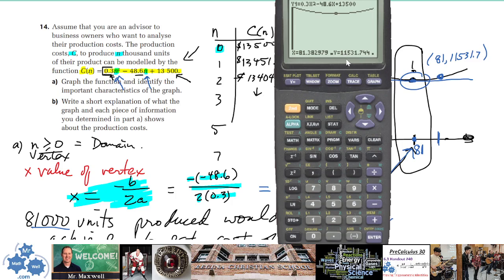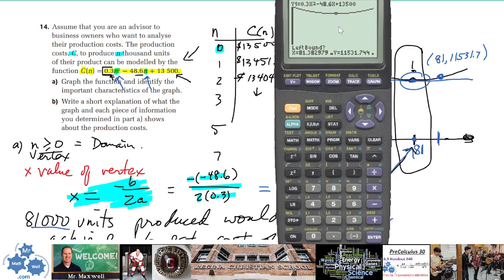So how do we know, or how do we find the exact vertex? This is how you do it. Second function, trace. That's the calculate menu. This is super important, okay? This right here. Now, you want to look for number 3, minimum. So you either cursor down and hit enter on 3 or just press the number 3. Okay? Now look at this.